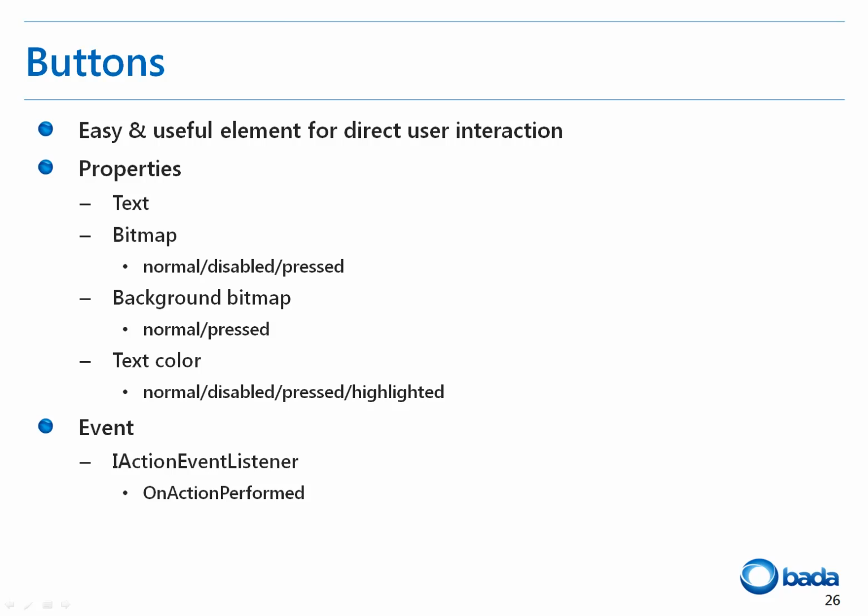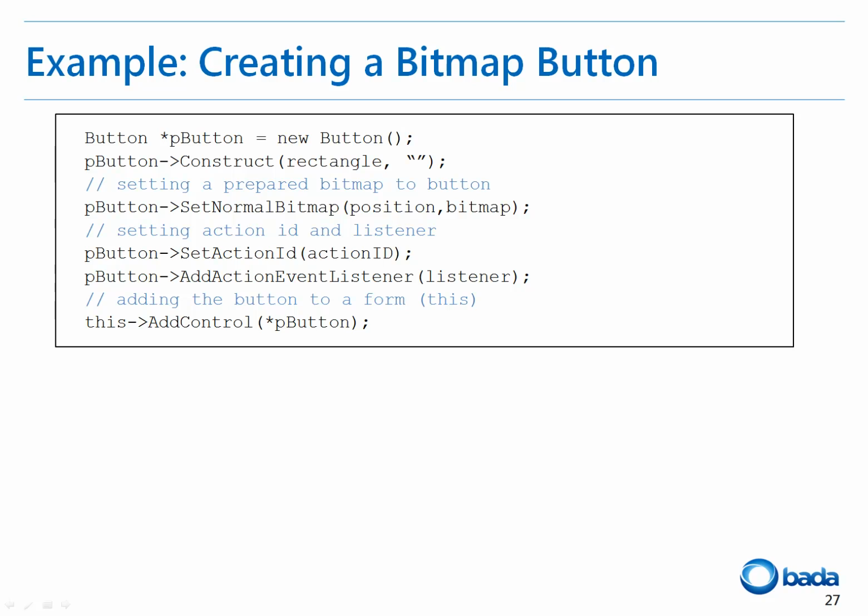IActionEventListener is the interface for button click events, and this interface provides the onActionPerformed callback. This example shows the creation and initialization of the button. Here, the button is constructed with the specified rectangle and no text. The setNormal bitmap method is used to set a bitmap at a specified position on the button.